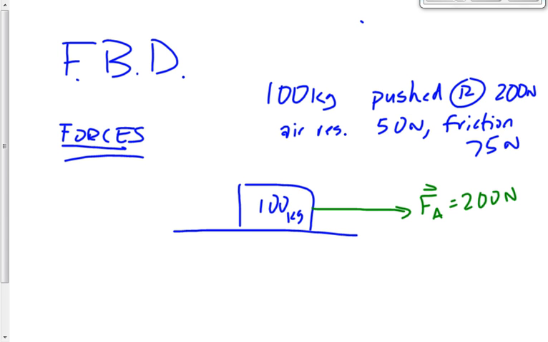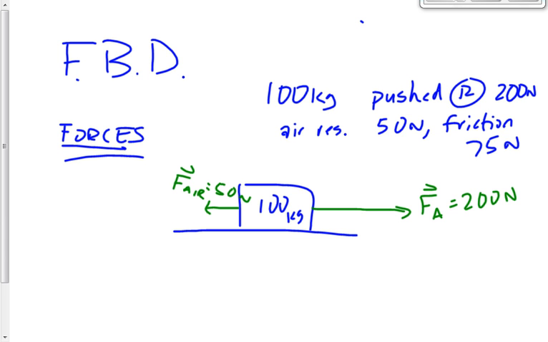Which way does air resistance act? We're not told, are we? We're told that it's pushed to the right with 200 newtons, but we're not told which way air resistance acts. Who can? Yeah, if it's moving to the right, and that's the way it's going to move because it's pushed to the right, then we can assume that air resistance is going to act to the left. We're going to draw that one to the left, and we're going to draw it about a quarter the length of FA. We'll call that F air, and we'll label that as 50 newtons.